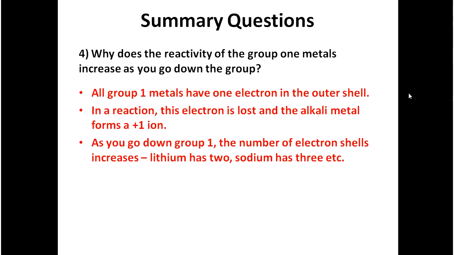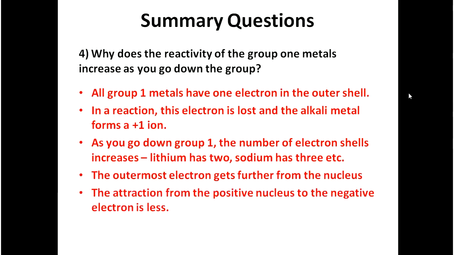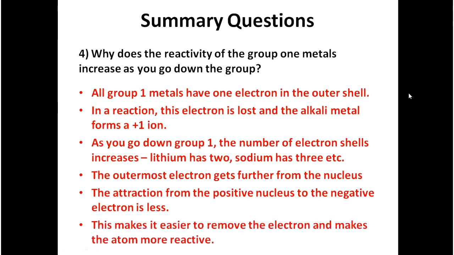As you go down the group, the number of electron shells increases. Lithium has 2, sodium has 3, and so forth. The outermost electron gets further from the nucleus. The attraction from the positive nucleus to the negative electron is less. This makes it easier to remove the electron and makes the atom more reactive.